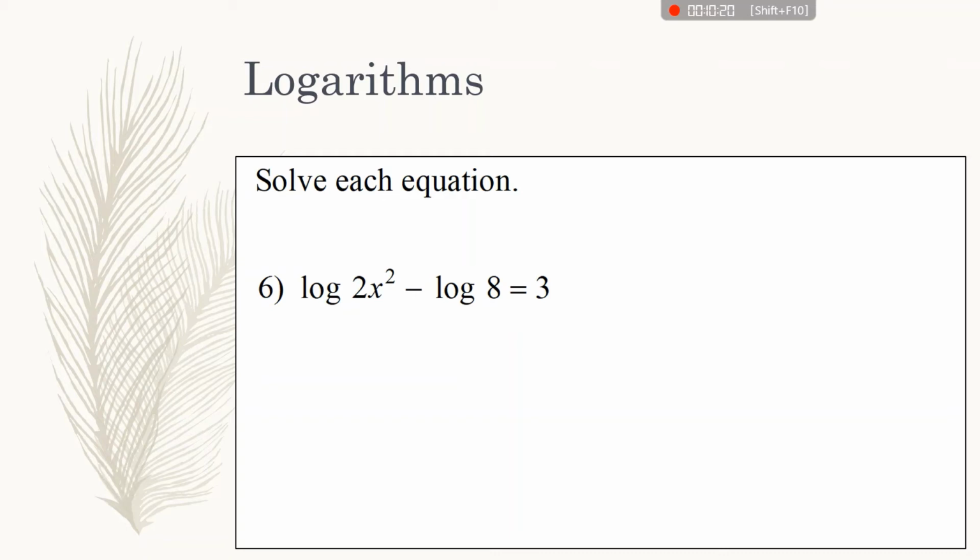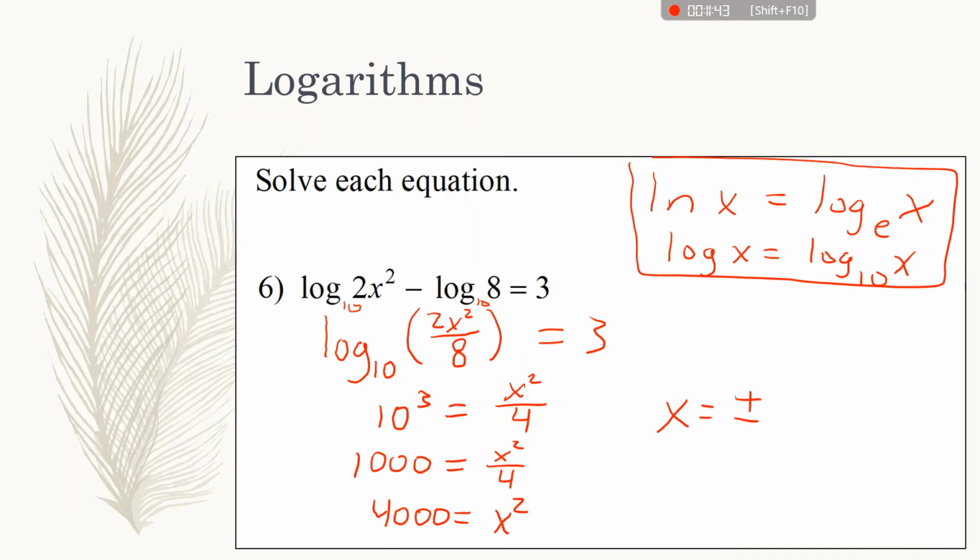Okay, so I'm going to rewrite this. This will be 10 cubed is equal to 2x squared over 8, which is the same thing as x squared over 4. Okay, 10 cubed is 1,000, equals x squared over 4. Or I could say 4,000 is equal to x squared. Therefore, x is equal to plus or minus 20 root 10. Any questions on this one?